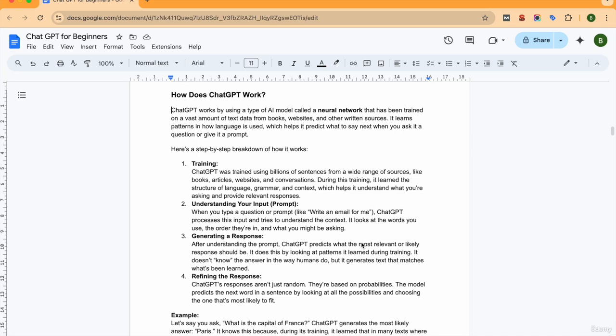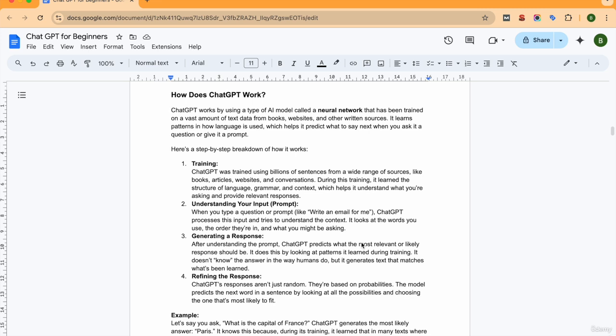So now let's learn about how does ChatGPT work. ChatGPT works by using a type of AI model called a neural network that has been trained on a vast amount of text data from books, websites, and other written sources. It learns patterns in how language is used, which helps it predict what to say next when you ask it a question or give it a prompt.